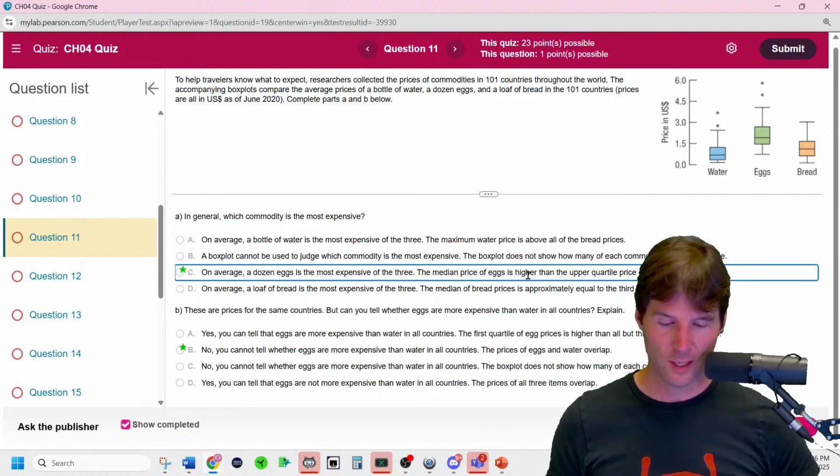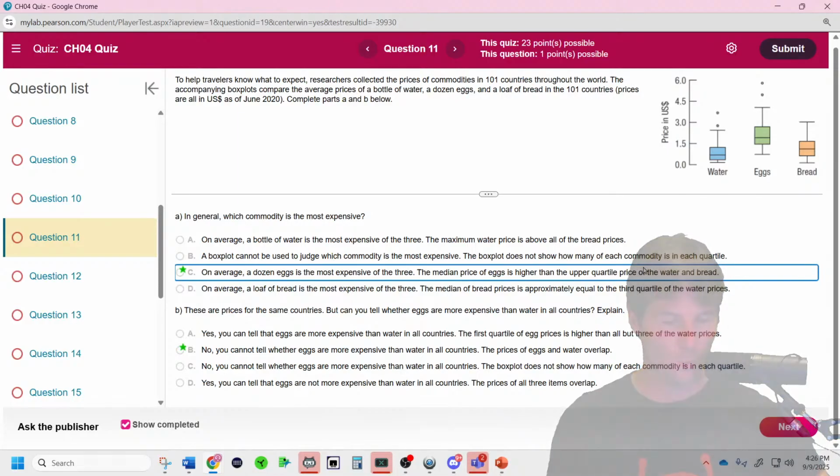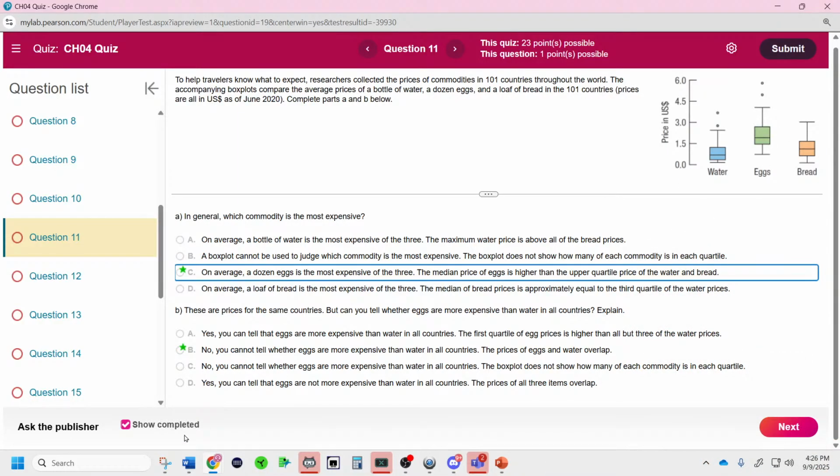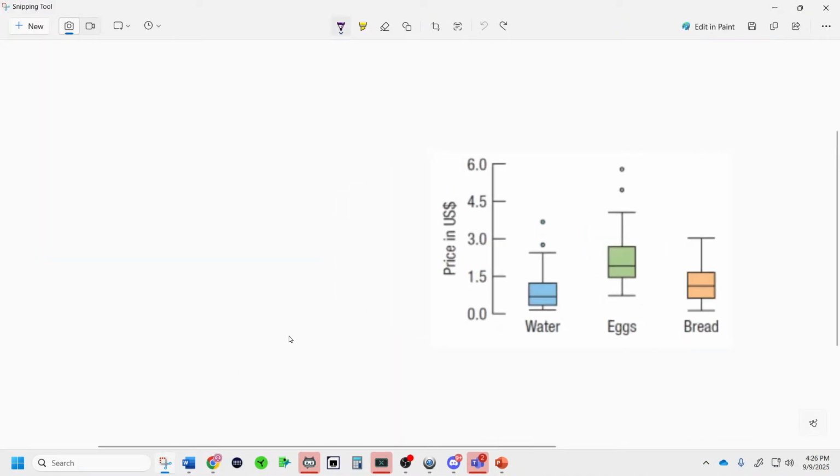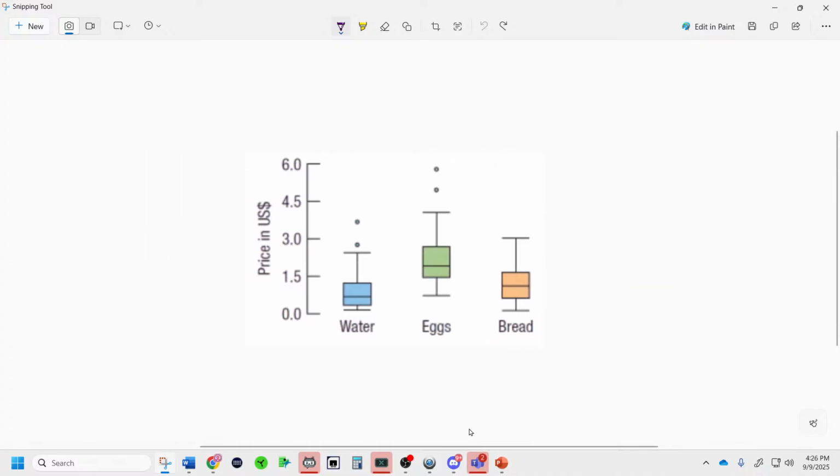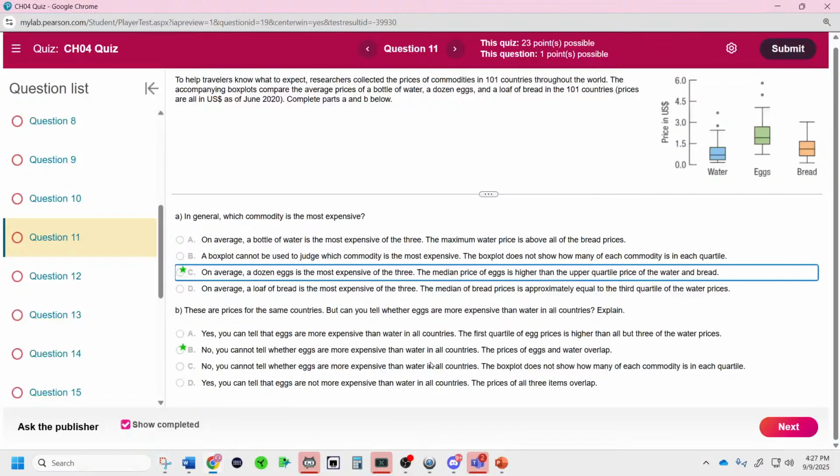The median price of eggs is higher than the upper quartile of bread and water. So that's the median right there, and they're pointing to this. There are just many ways to phrase it. It just has the highest median. We should have just said that. The highest median is eggs, and it's higher than Q3 there and Q3 there. Just making sure you know what those values are.